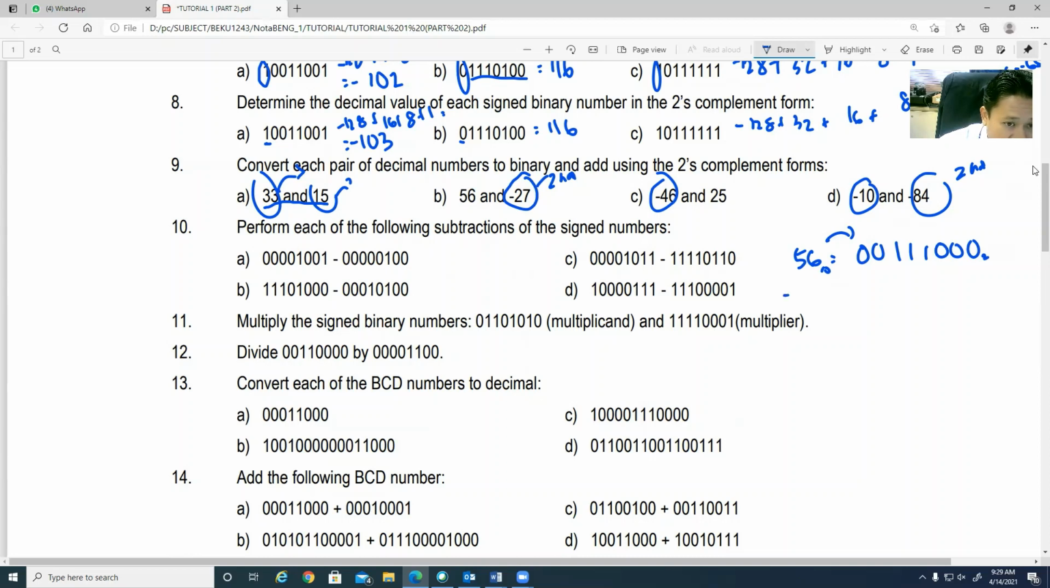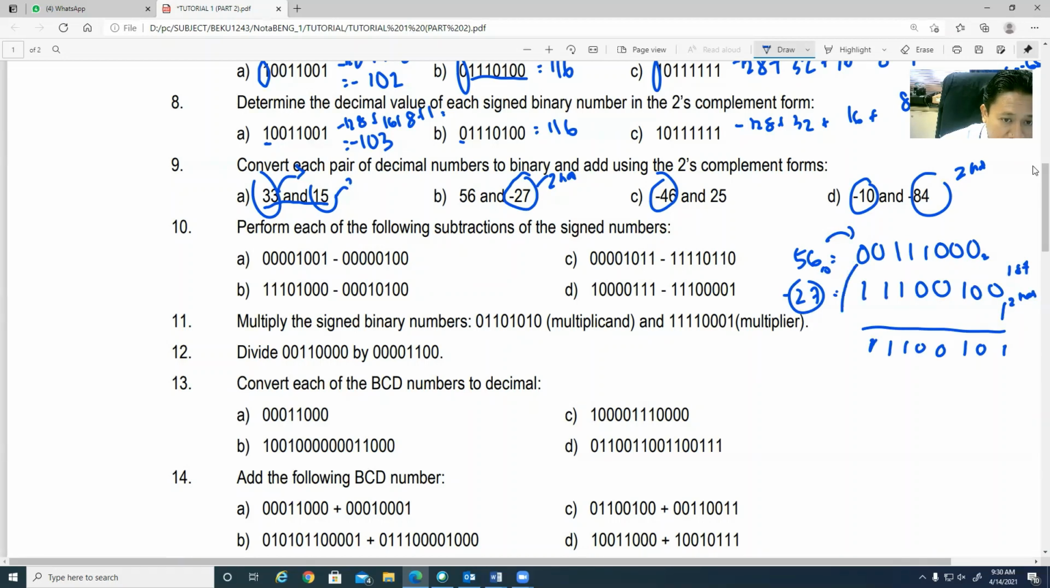For this negative 37, first you have to convert it into positive, the binary of 37. After converting the binary of 37, then you use the first complement, for example 11011000100, so this is the first complement. Then I add another one here for the second complement. So we get this one.